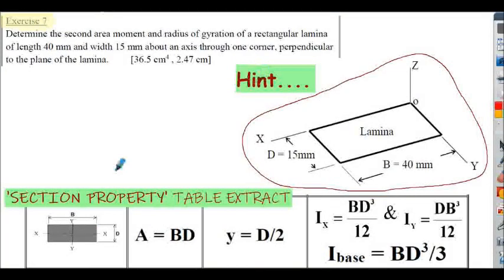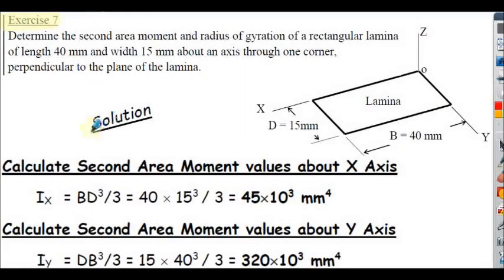Exercise 7 continued. And here's the extract from our section property table for your reference. Obviously it relates to a rectangular section. Now I think you can attempt the question. I would encourage you to start the presentation and do so, but I'll show you the full work solution on the following slides. Exercise 7, commencement of the solution.